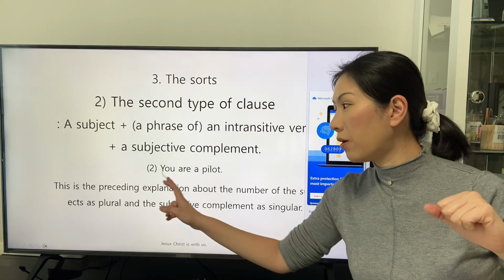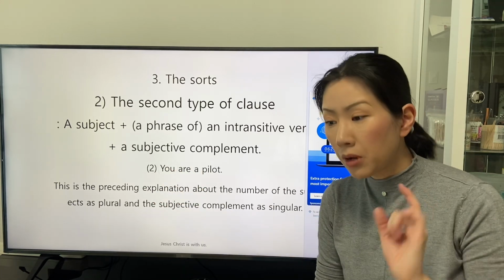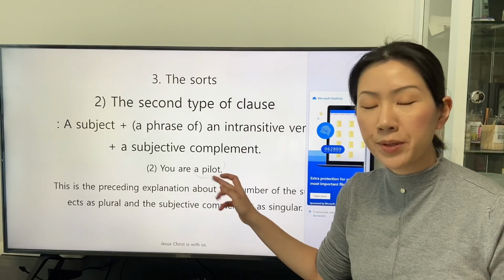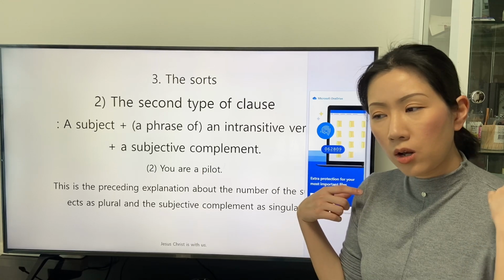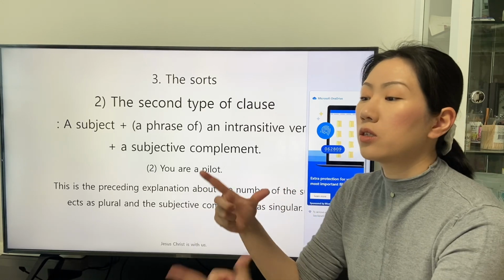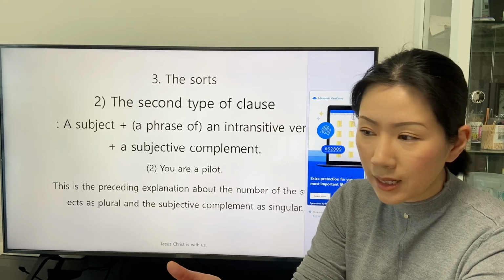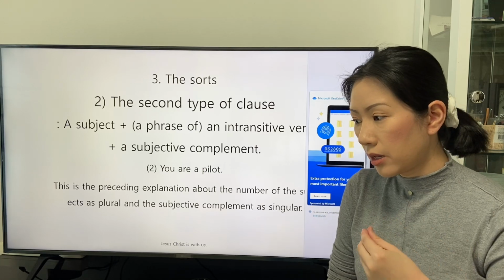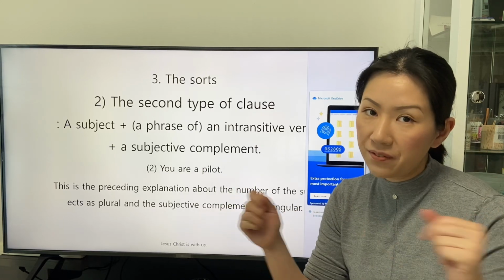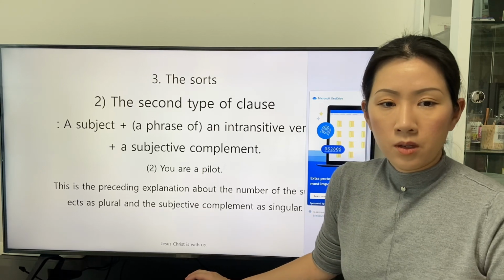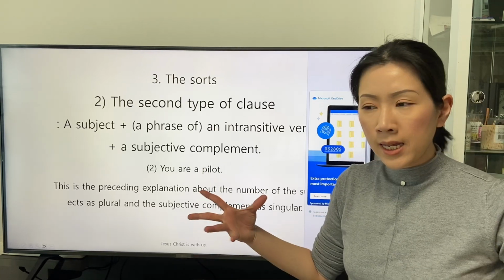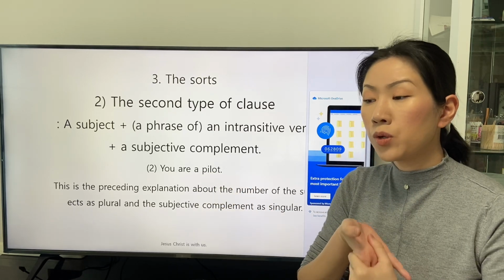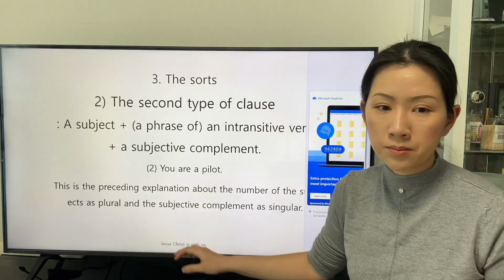We consider the number of the subjects as plural, but with a specification by the subjective complement, a pilot, we can understand that the initial subject, the initial listener as the subject, was able to be figured out as one. We can understand the role of the subjective complement as a specification for the subject.